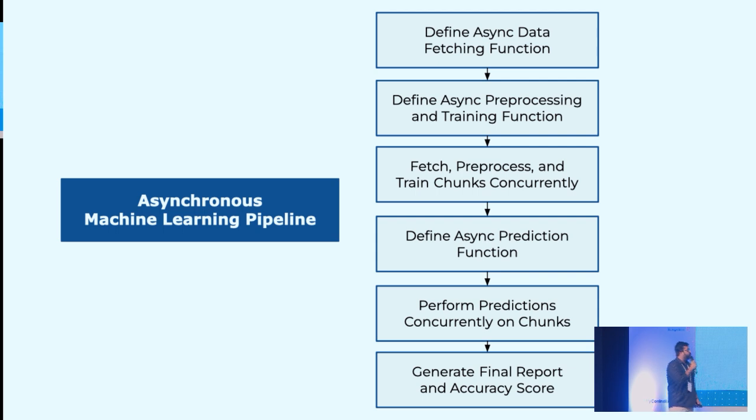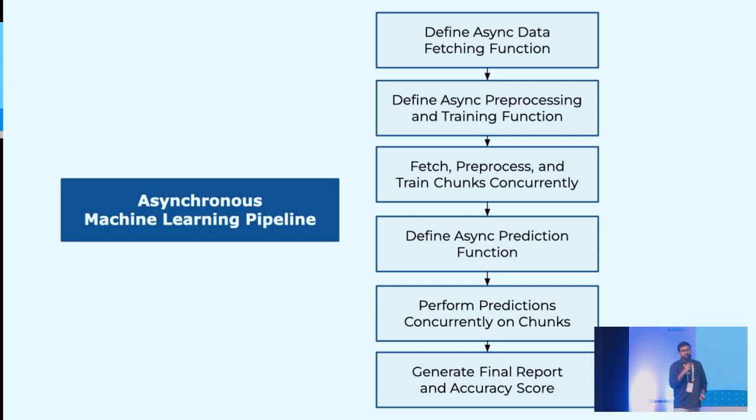So I want you to look into the machine learning pipeline which I've been speaking about. First and foremost, define your asynchronous data fetching function. Next, define the asynchronous pre-processing and training function. For I/O-bound tasks, you have the data fetching, and CPU-bound tasks are the pre-processing and training. So you can fetch, pre-process, and train chunks concurrently. For true parallelism, you can use multiprocessing. In this example, we're using multi-threading.